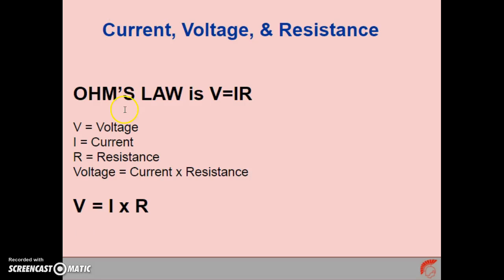So this lecture is going to be more focused on Ohm's law. Voltage equals current times resistance. So we're going to look at what current is, what voltage is, and what resistance is. V is voltage, I is current, and R is resistance. And we can put them together and simply state that voltage equals current times resistance.